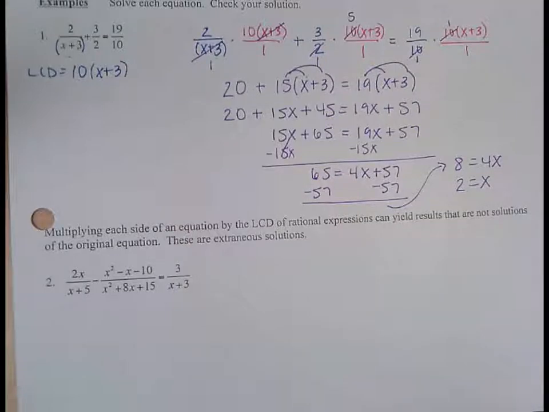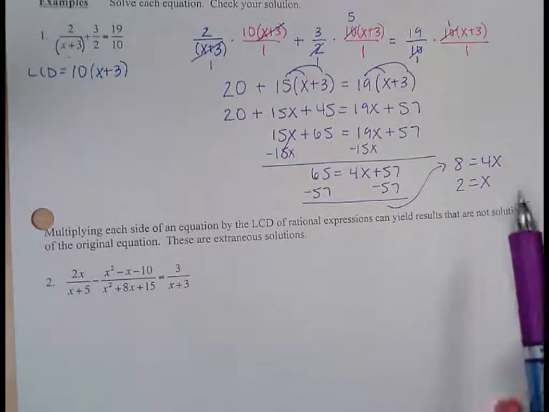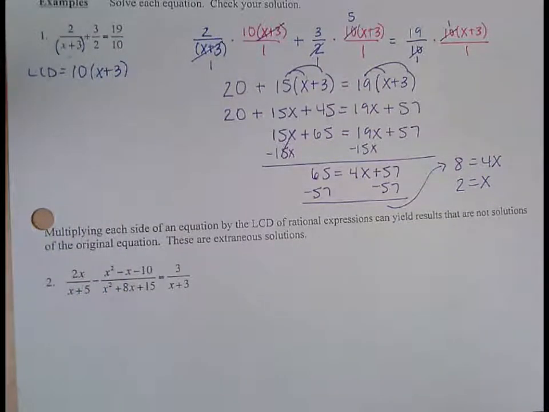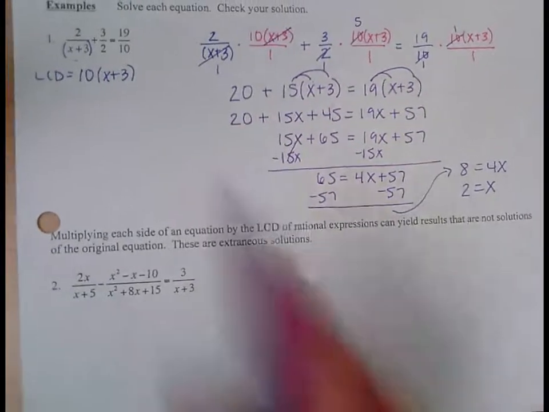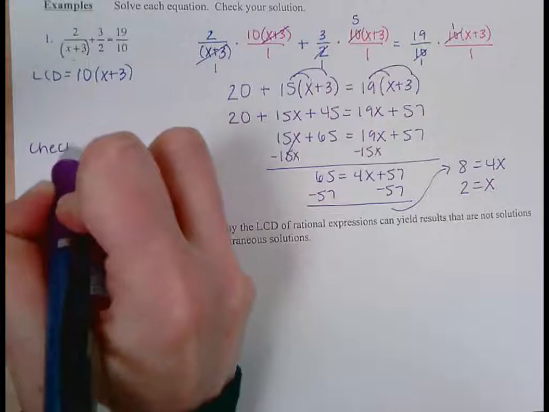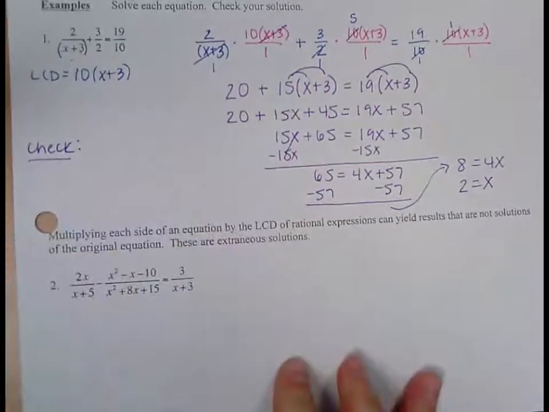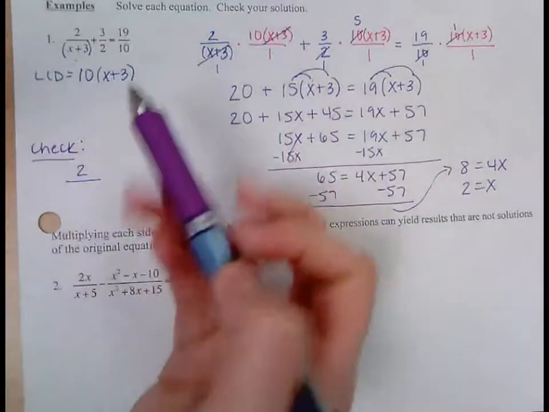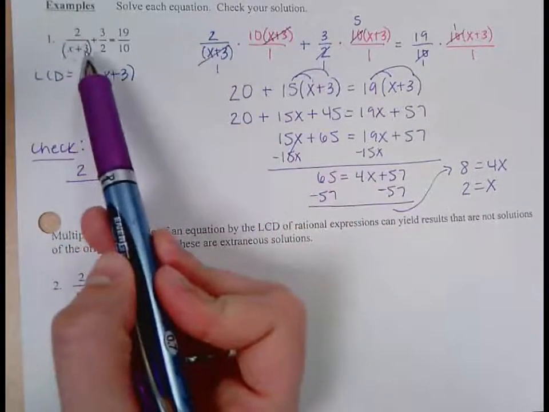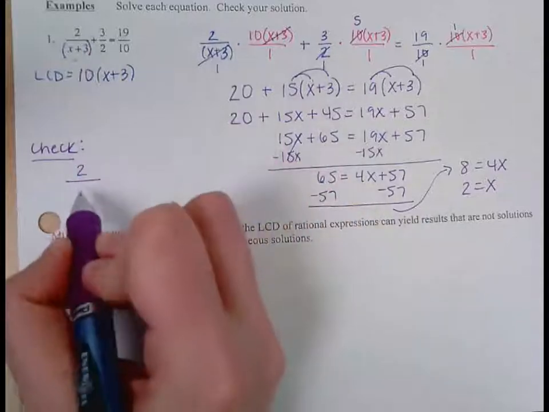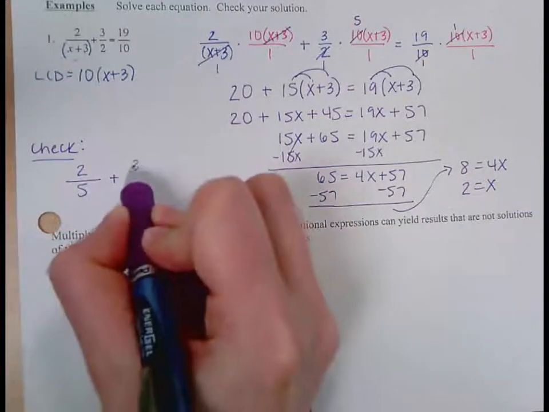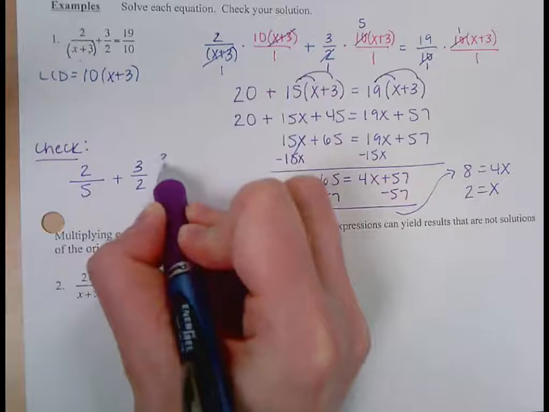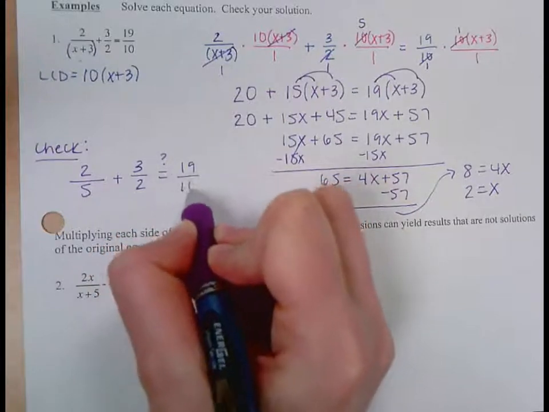And again, I don't need to actually physically see your check, but I'll know if you're giving x equals 2 and it doesn't actually work that you didn't check it. So you should plug it back into the original and just make sure it works. So if I were to check, does x equal 2 actually work out, I would then have this equation. I'd have 2 over, this first denominator would be 2 plus 3. So I would have 2/5 plus 3/2, and I want to know, does that equal 19/10?